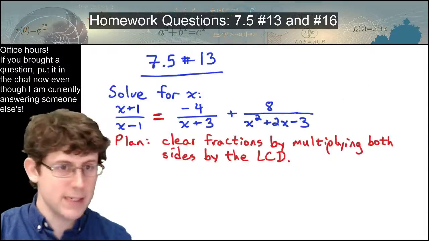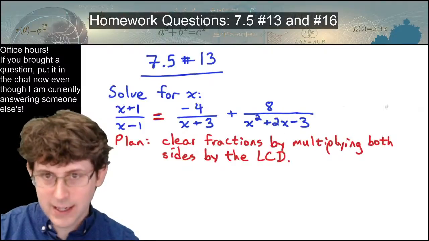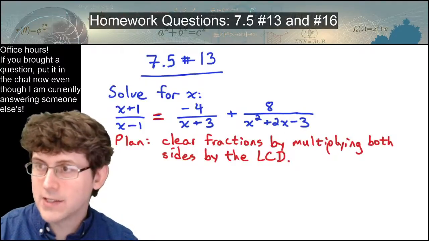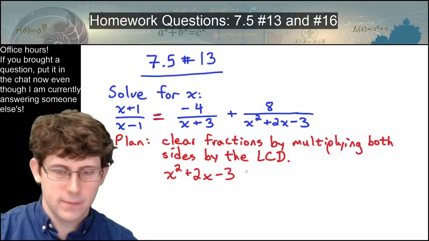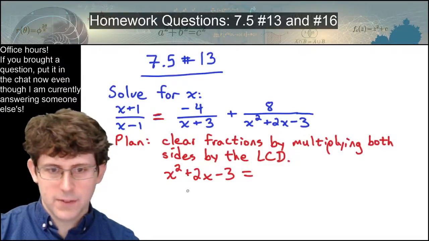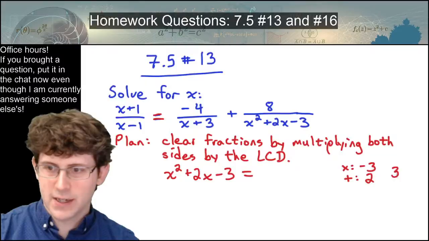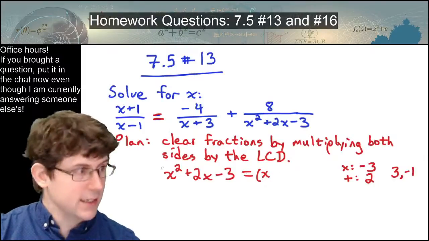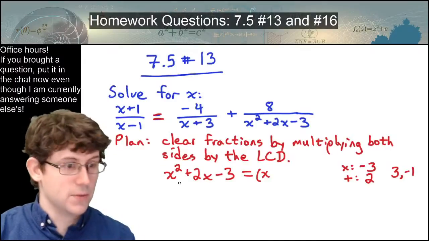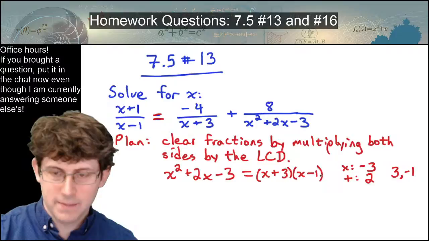Well, I have an x minus 1 and an x plus 3, which are both prime. I'll factor x squared plus 2x minus 3. I'm looking for two numbers that multiply to minus 3 and add to 2. Those numbers are 3 and minus 1. Since my leading coefficient is 1, I get to just write the factors: x plus 3, x minus 1.